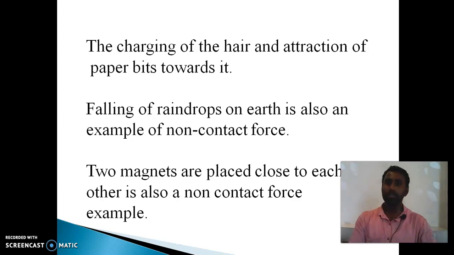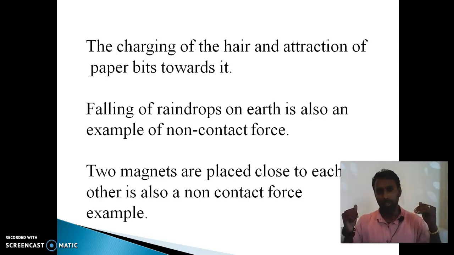The next one: the charging of the hair and the attraction of paper bits towards it, as I mentioned already. You can try it, right? The charging of the hair. Whenever you rub any object, it may either lose charge or gain charge. If different kinds of charge are present, it will attract. If it is the same kind of charge, it will repel.